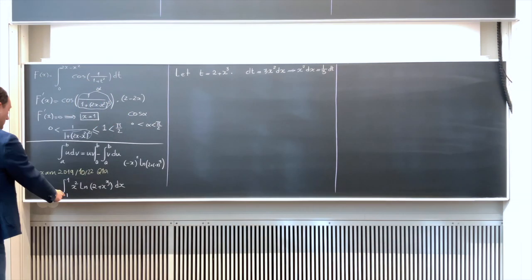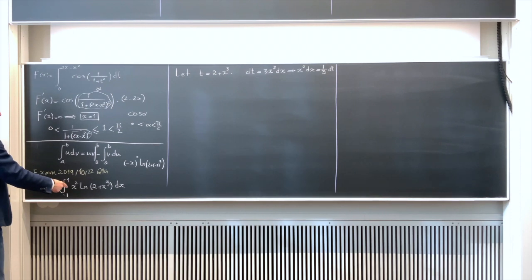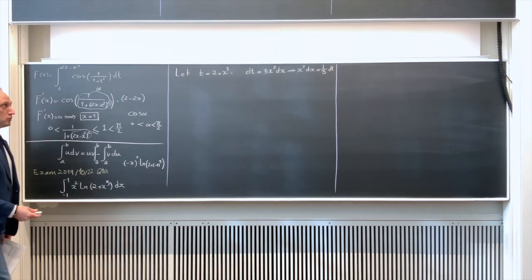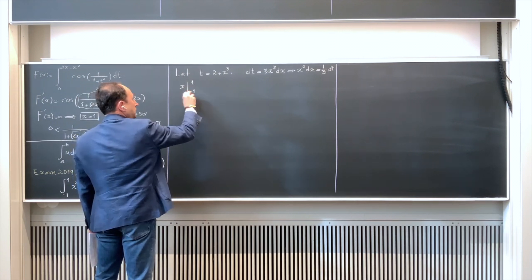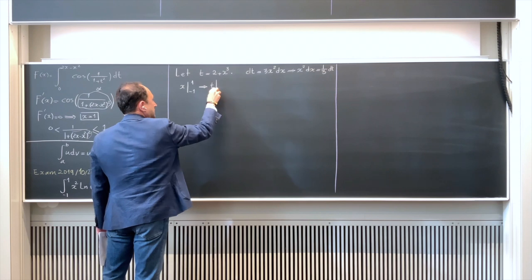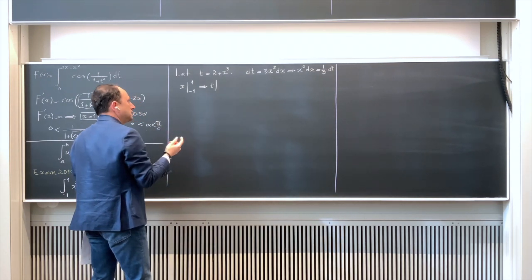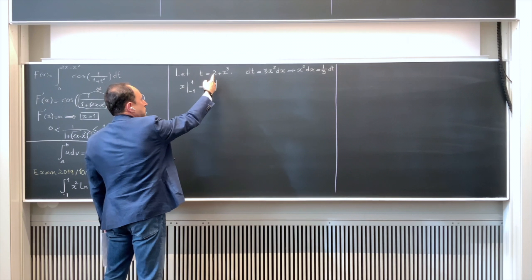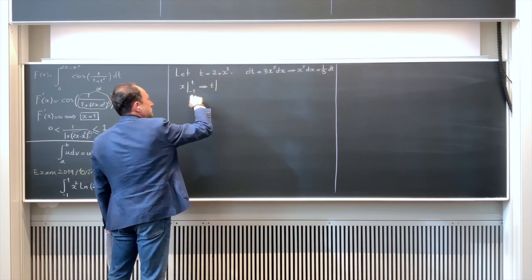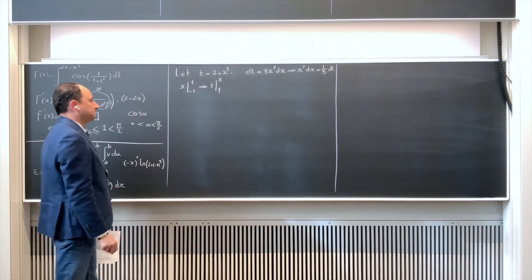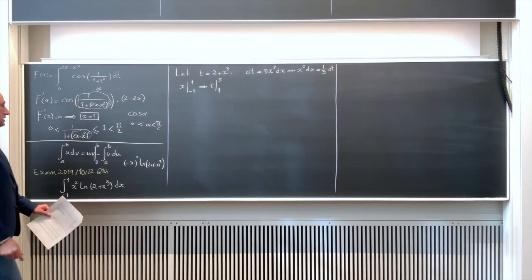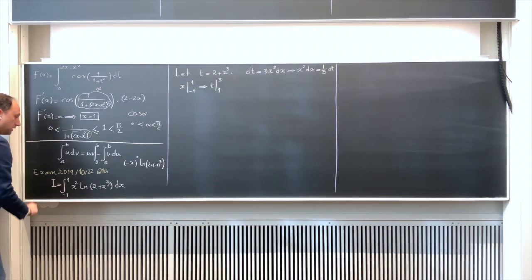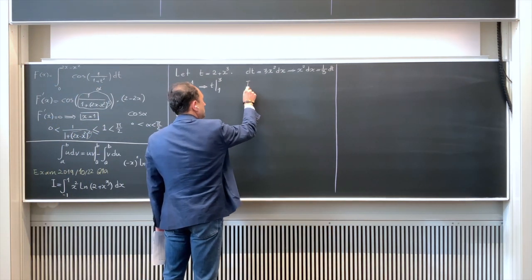Because this is a definite integral, I recommend you change the limits accordingly. What do I mean by that? x goes from minus 1 to 1, but I want to know where t goes from and to. Instead of x, I put minus 1, so it becomes 1. Instead of x, I put 1, it becomes 3.